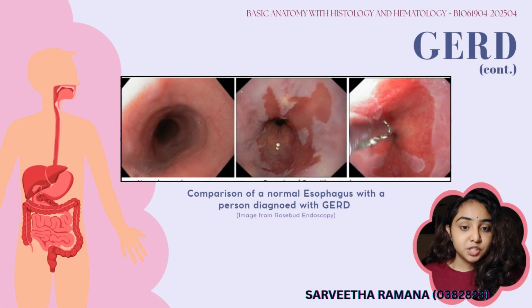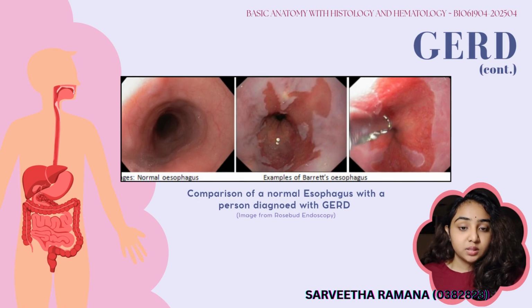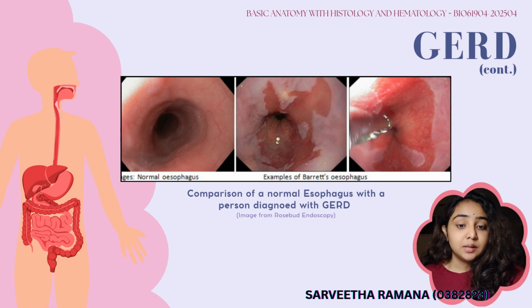The attached picture shows the comparison between a normal esophagus and a person who is diagnosed with GERD. The first picture is the normal esophagus, where it appears smooth and healthy, and the other two pictures show the damage caused by GERD, especially Barrett's esophagus, where chronic acid reflux changes the tissue lining, which may lead to inflammation, ulceration, and also increase the risk of esophageal cancer.